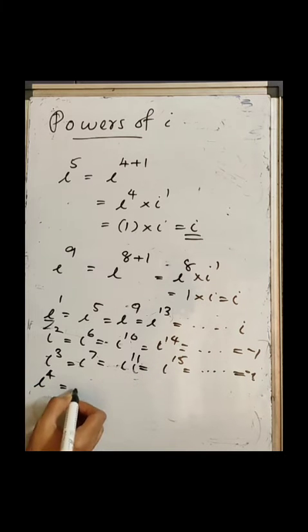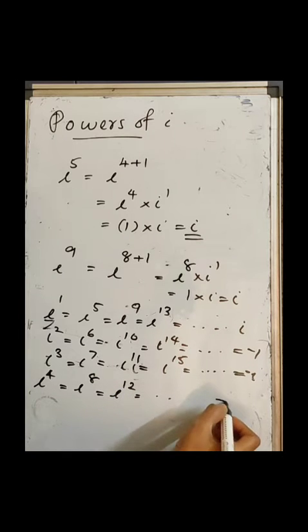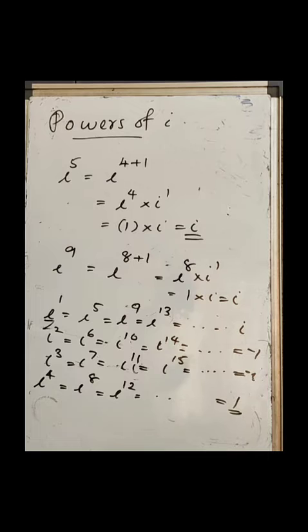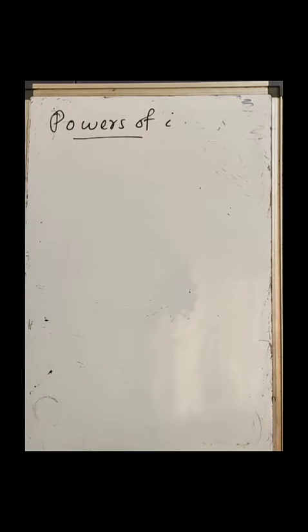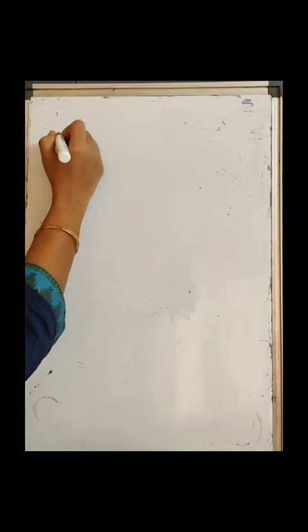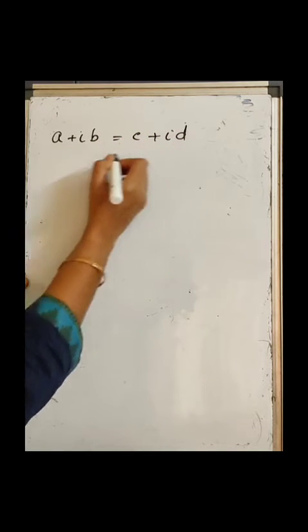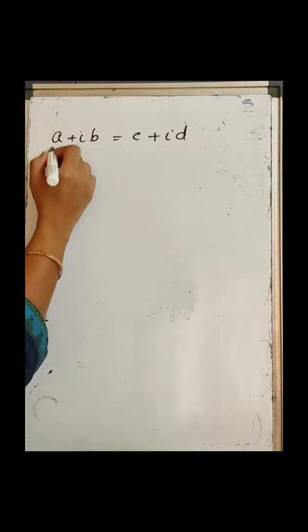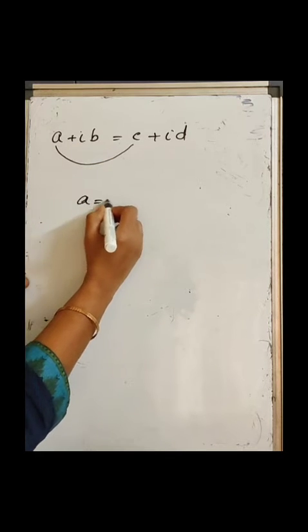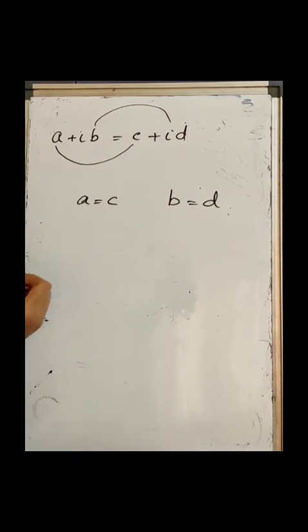i raised to 4, i raised to 8, i raised to 12, etc. will be equal to 1. So easily we can find the powers of i. Two complex numbers are said to be equal if a plus ib is one complex number, other is c plus id. These two complex numbers are said to be equal if a is equal to c and b is equal to d.